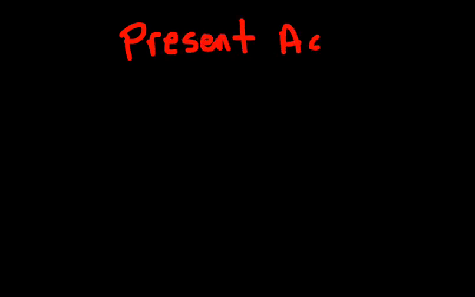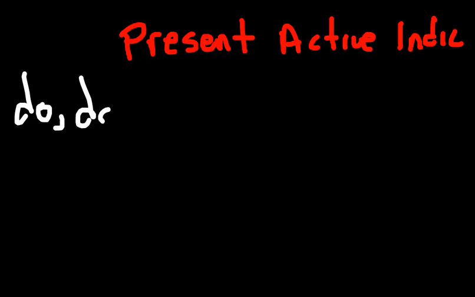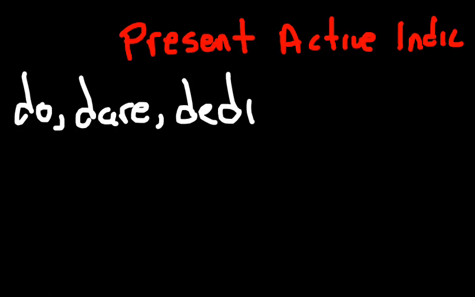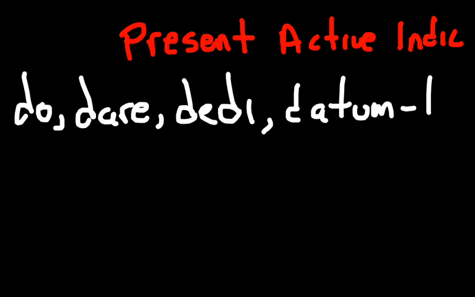Okay, so we're going to look at how to conjugate in the present active indicative. So I'm going to change my pen color so it'll show up a little bit better here. So we're going to conjugate the verb do, dare, dati, datum, which means to give.